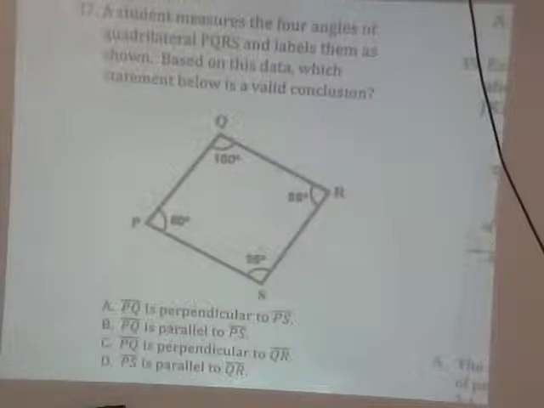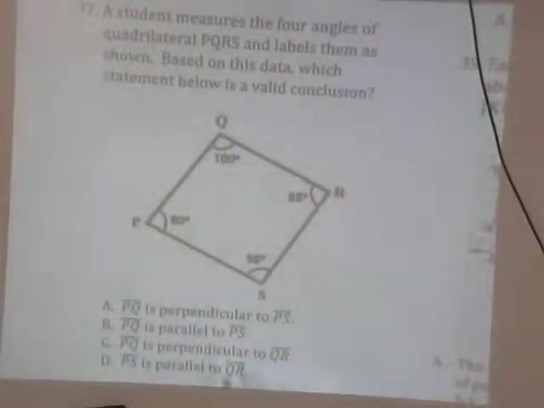Perpendicular lines intersect. Yes, they intersect. What angle is formed? A 90-degree angle, right? For them to be perpendicular. So they're not perpendicular. How about B? B says PQ is parallel to PS. No. PQ and PS, are they parallel? No. Definitely not.